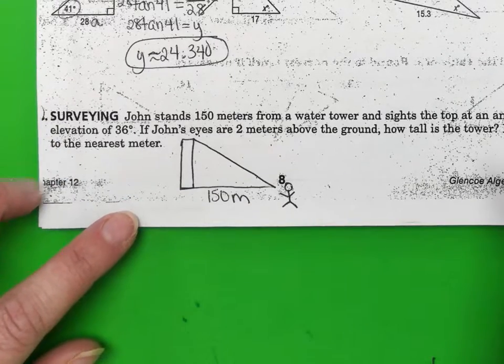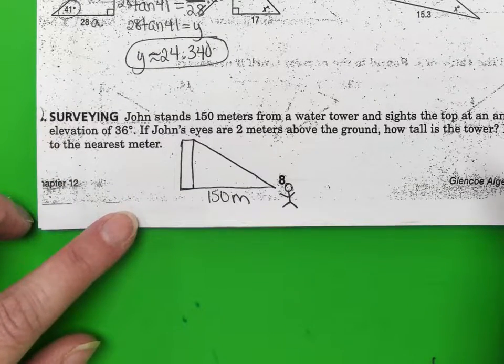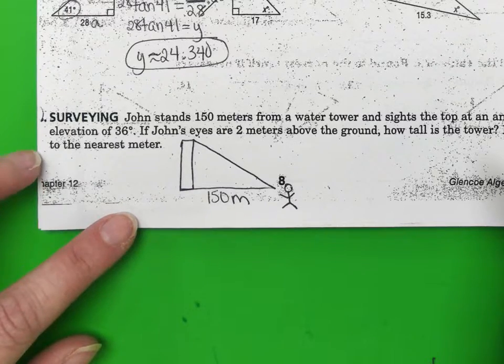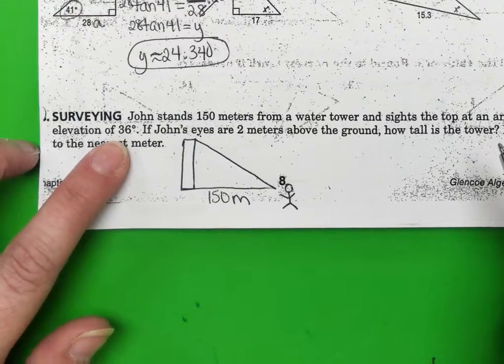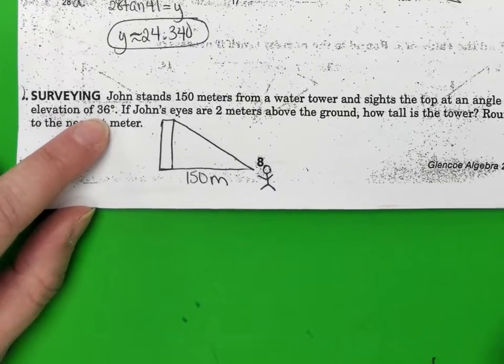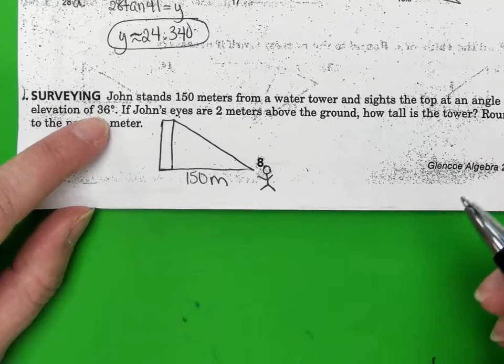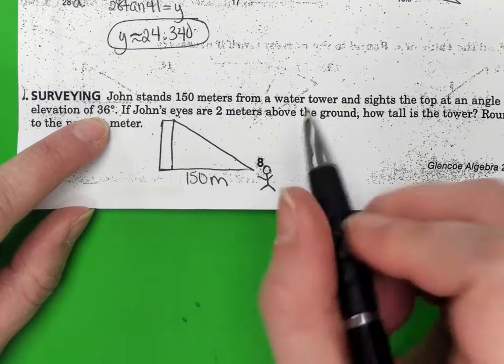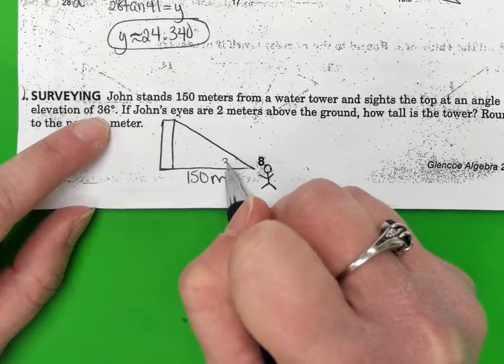And he sights the top, and the angle of elevation is 36 degrees. So where would the 36 degrees go if he's sighting the top, if he's looking? No, the bottom. Where he's looking, right here, this would be the 36 degrees.